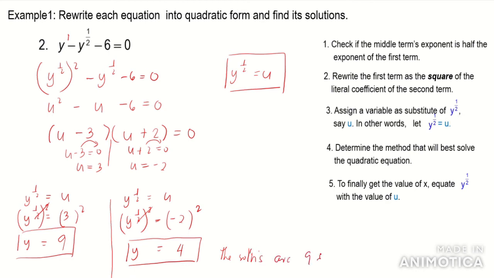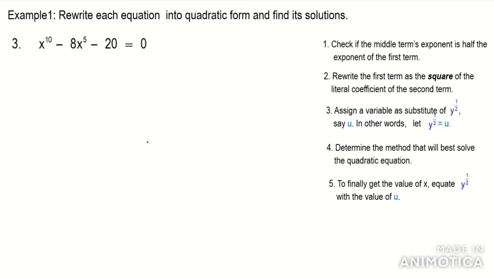9 and 4. Okay? For item number 3, I want you to pause this video for a while and try solving this item. Then, after solving it, play the video again.